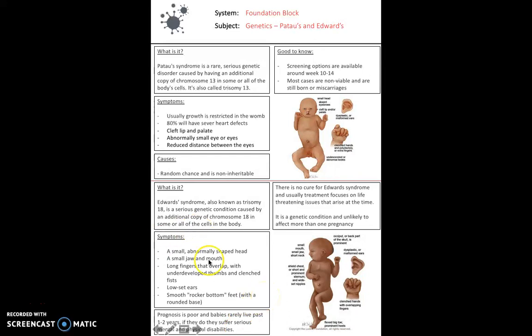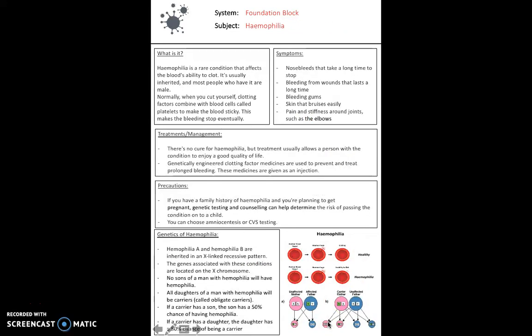Symptoms for this baby, you tend to see a small abnormally shaped head, a small jaw and mouth, long fingers that overlap, low set ears, and smooth rocker bottom feet with a rounded base, as well as a flexed big toe. Next we have haemophilia. So this is a rare condition that affects the blood's ability to clot. It's usually inherited, and most people who have it are male.